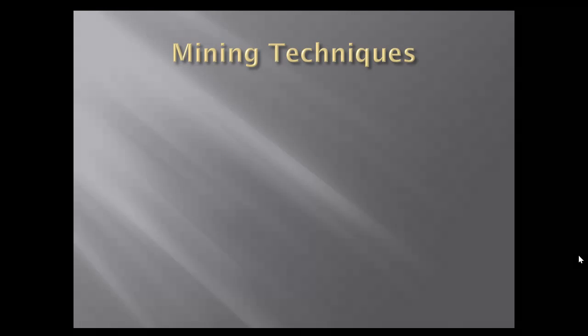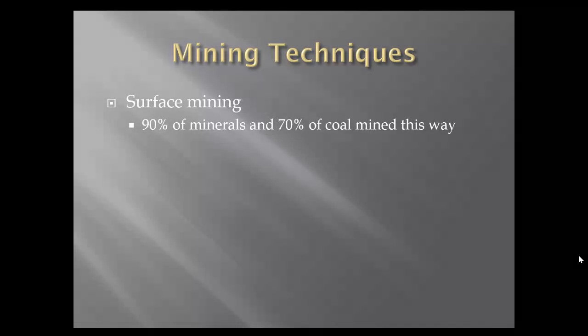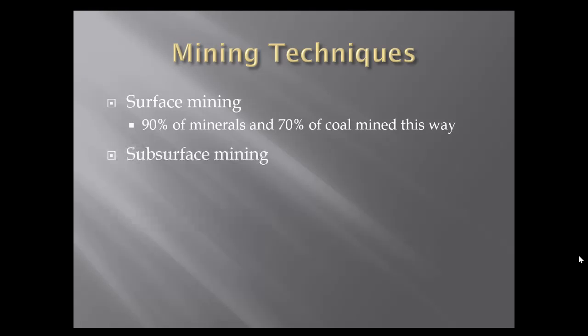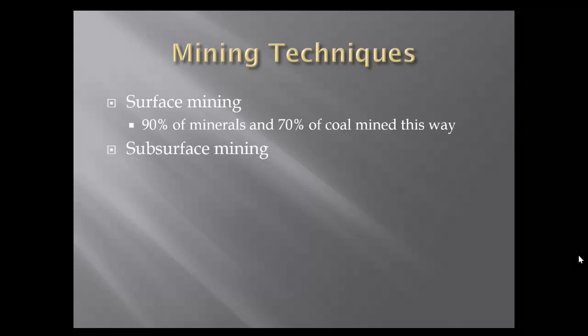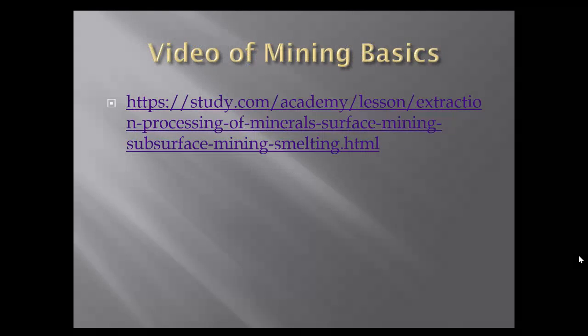So some of the different techniques that are used for mining, there's two major ones. There's surface mining. That's for about 90% of the minerals and 70% of the coal. And then there's subsurface mining. That's when the coal or whatever mineral they're going after is deep underground. Then they'll usually use subsurface mining to get to it.